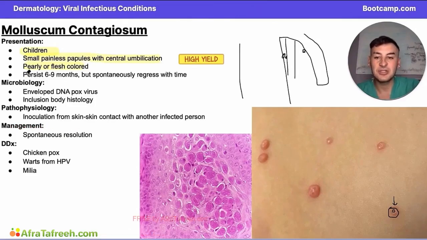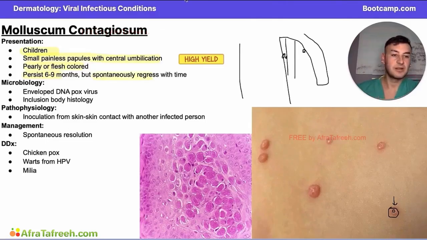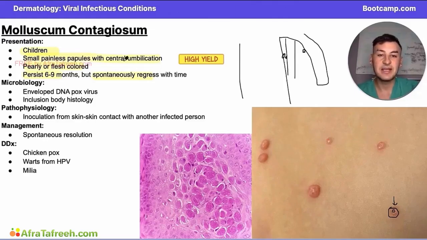So these lesions will persist for about 6 to 9 months, and then they will just spontaneously go away without any intervention. Let's talk about a little bit of the microbiology associated with molluscum contagiosum. It is an enveloped DNA pox virus, and it has some inclusion body histology on microscopy. The inclusion bodies for molluscum contagiosum look like this, and they have these eosinophilic inclusions called Henderson-Patterson bodies, which look like this.